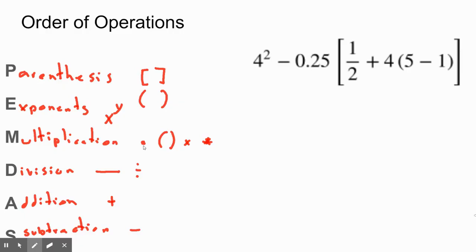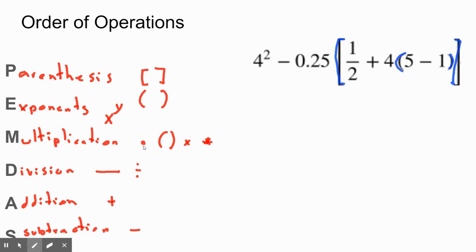Speaking of problems, let's look at this one that we have here. We have 4 squared minus 0.25 times the quantity 1/2 plus 4 times the quantity 5 minus 1. The word quantity just means the things inside the parentheses or brackets. So this is kind of complex looking. This is also one of the examples we had on the previous slide. Let's go through it together. And please make sure that you're writing this down as we do it together, as that'll help you understand what's going on. So the first thing we need to do is look at where we have parentheses. Well, we have some brackets here, and we have some parentheses in here.